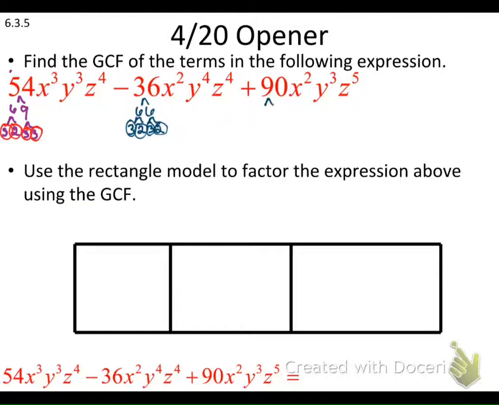And then over to 90, two numbers that multiply to get 90. 9 and 10. 9 and 10, thank you. 6 and 15.